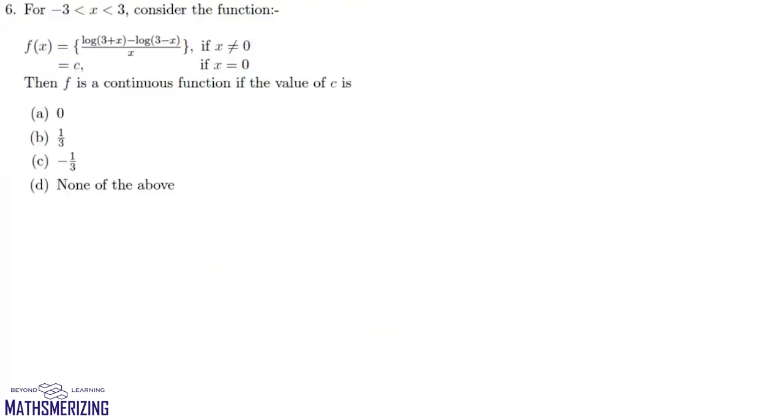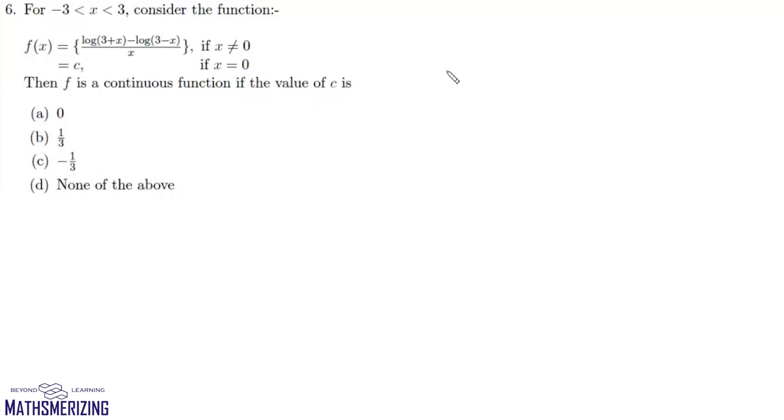Now question number 6 is, we are given a function between minus 3 and plus 3, and it is defined as log(3 plus x) minus log(3 minus x) upon x if x is unequal to 0, and it is C if x is equal to 0. Now it says if f is a continuous function, we need to find the value of C.